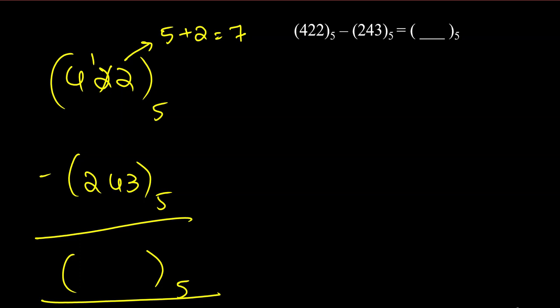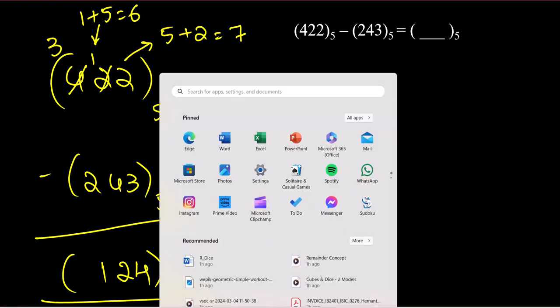7 minus 3? 4. Okay. Now can 1 be subtracted from 4? No. What do you have to do? We have to borrow. The next digit is decreased by 1. But how much value is added here? 5 is added, 1 is there, 5 added means 6. 6 minus 4 is 2. 3 minus 2 is 1. So the answer is 124. Some people may have a doubt.